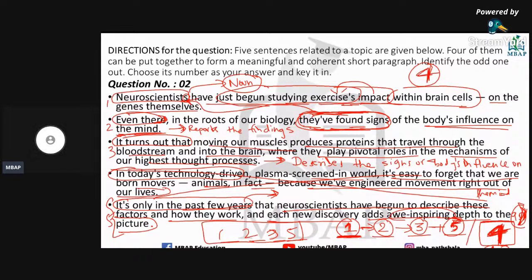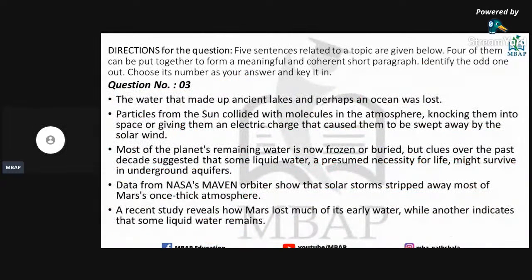Okay, so let's move to the next question. Yes, Sona Jain, you are right. Yes, conclusion line. I understand. Perfect. So let's move to the third question, guys. Okay, third question. Let's read the third question.